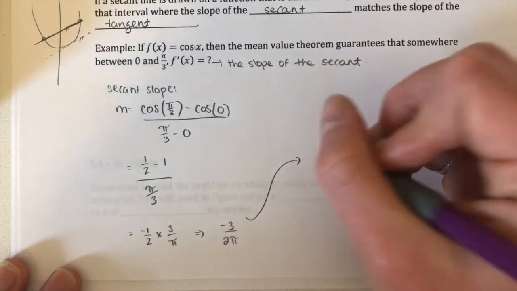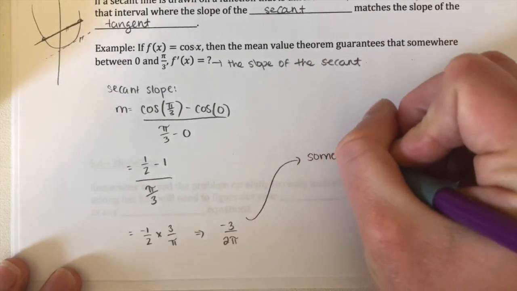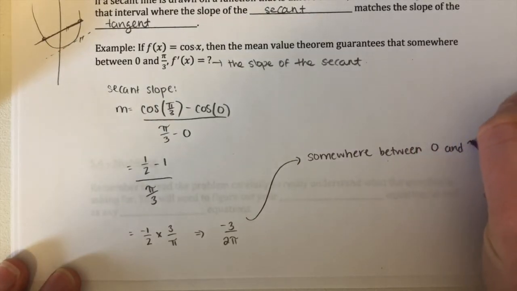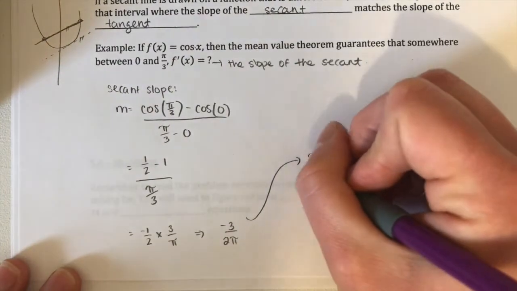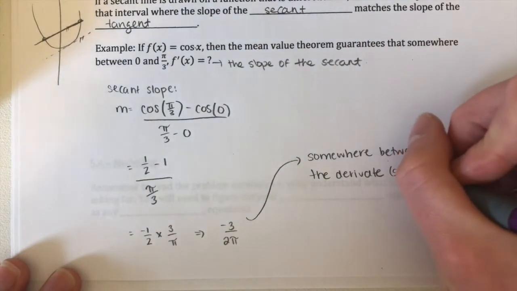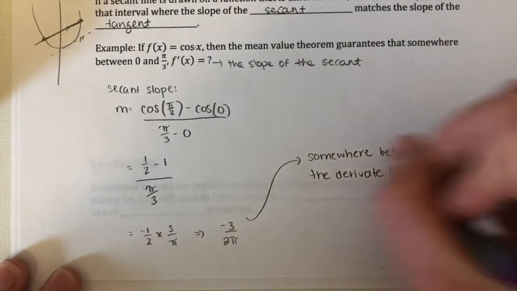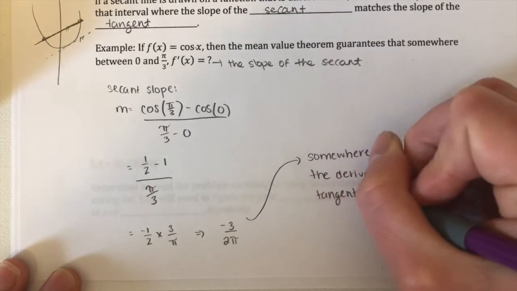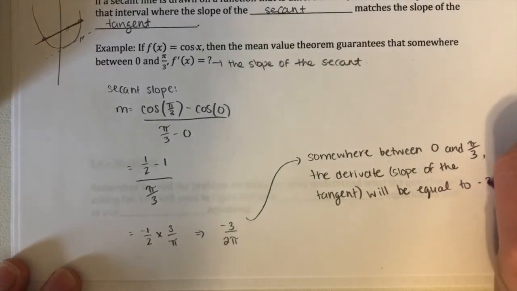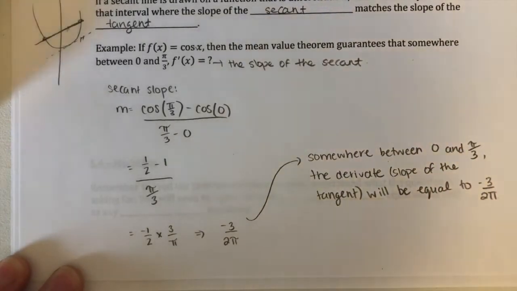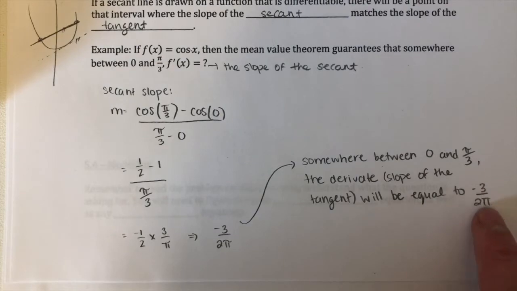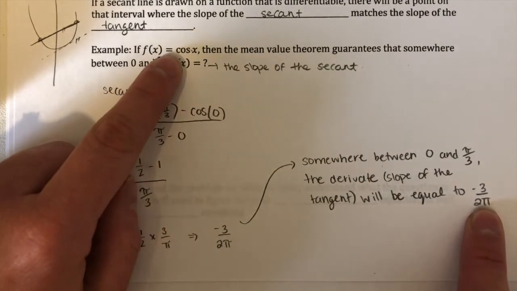Okay. So basically what this means is somewhere between 0 and pi over 3, the derivative, which we know is the slope of the tangent, will be equal to negative 3 over 2 pi. So we could figure out what that is by setting negative 3 over 2 pi equal to the derivative of cos x. Okay.